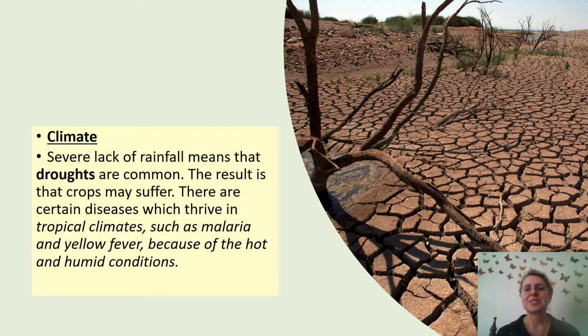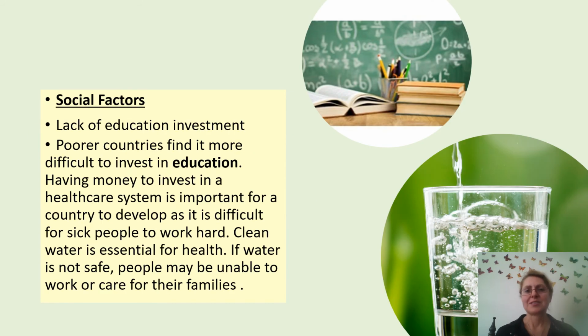Physical factors such as climate. Many of the poorest countries are in the tropics where it is hot, the land is less fertile, water is scarce, and diseases flourish. Press pause now to read this information and add to your table. Social factors such as education, healthcare, and clean water system are all things that need government investment.